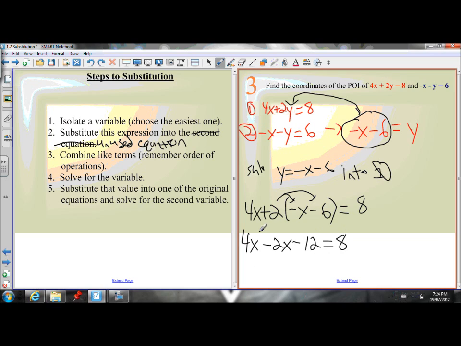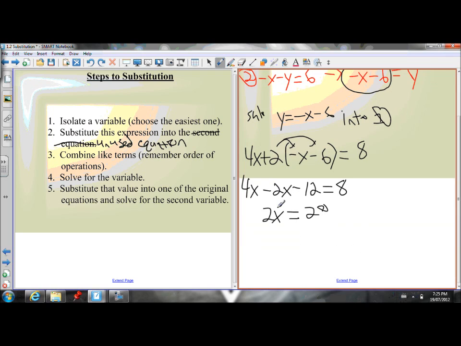I'm going to collect all my like terms. These are like terms, 4x and 2x, they have the same variable to the same exponent. They're both x to the 1s. I can collect them. 4x, take away 2 of those x's, I'm left with 2x. Move that 12 to the other side. 8 plus 12 is going to give me 20. Divide by 2 on the other side. I'm going to get x equals 20 divided by 2, which is 10.